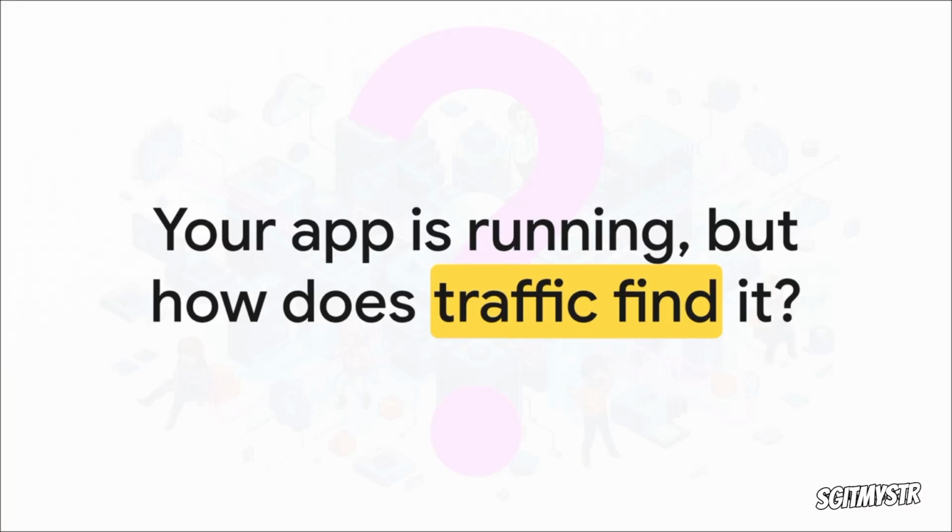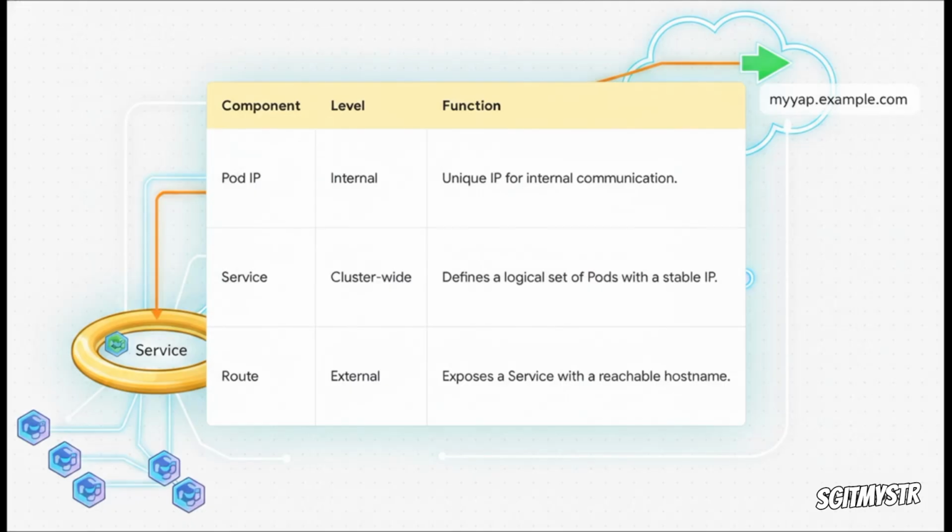Pods have their own internal IP addresses. But, and here's the catch, those IPs can change every single time a pod gets recreated. You can't give that unstable address to your users. It'd be like trying to give someone directions to a house that moves every 5 minutes. We need a stable, reliable way for traffic to find our application, no matter what's happening to the pods behind the scenes. OpenShift solves this with a few clever layers of networking.